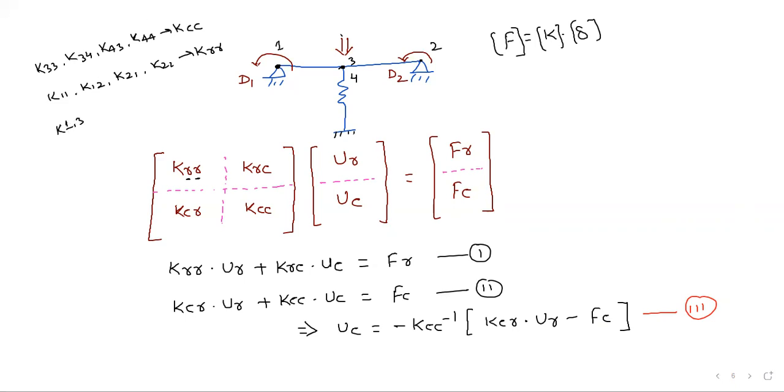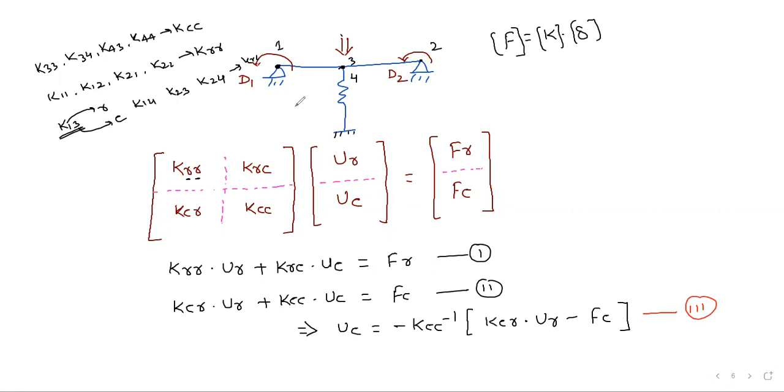So similarly, suppose you are finding at 1 due to 3, K13. Okay. So here you can see 1 is retained and 3 is what? Condensed. So KRC, this is KR, right? Similarly, it can be written as K14 also. Similarly, K23, K24. So these all I have represented as KRC.